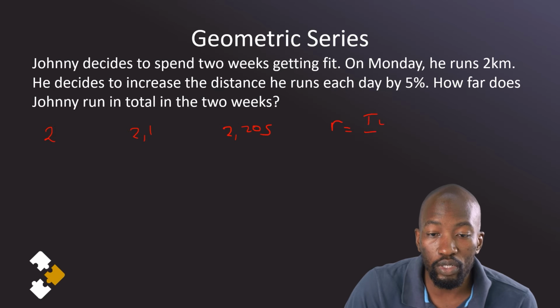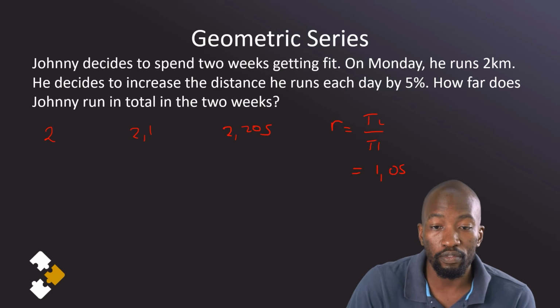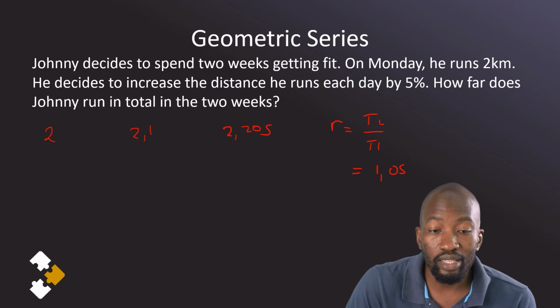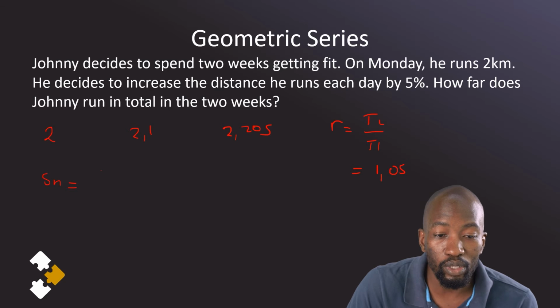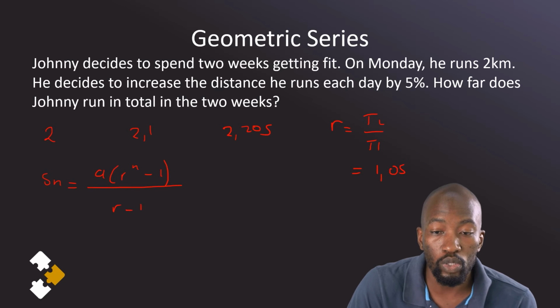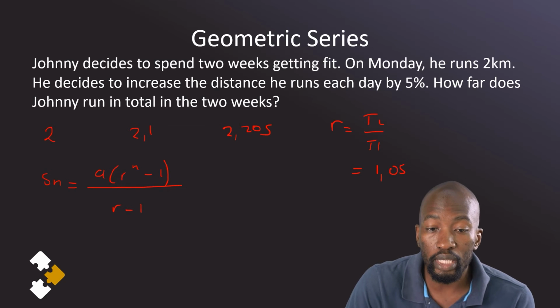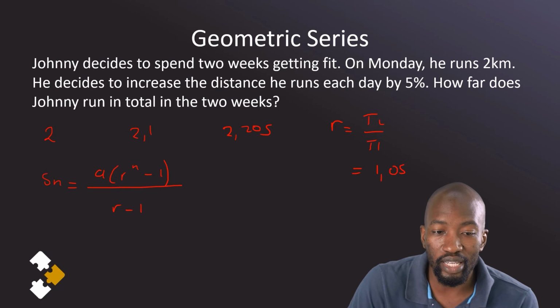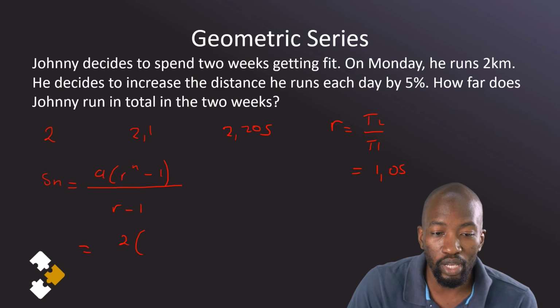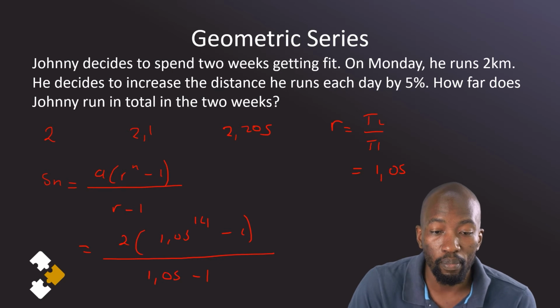Now let's find R. This is T2 divided by T1, which is going to give us 1.05. Now we need to find the sum. So Sn is equal to A into R to the n minus 1, close the bracket, over R minus 1. Remember, he runs for 2 weeks, and that is a total of 14 days. So we have 2 into, what is R? 1.05 to the power of 14, minus 1, close the bracket, over 1.05 minus 1. Then all we need to do is check this on our calculators.